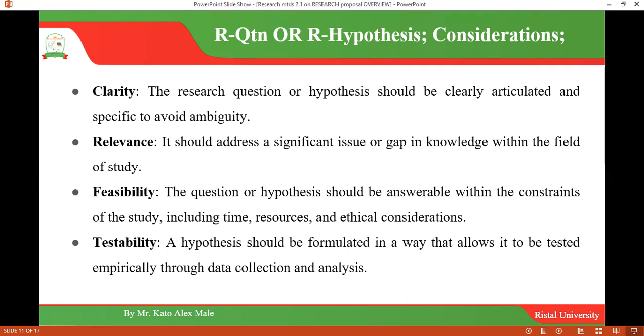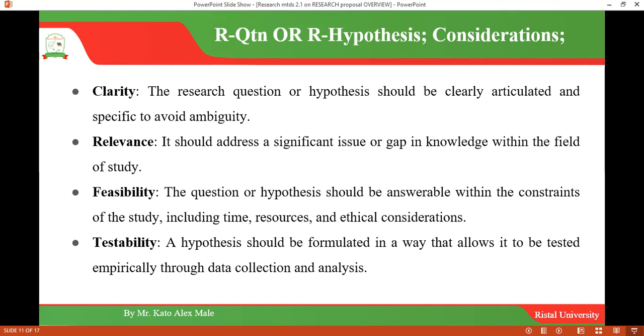Then relevancy. It should address a significant issue or gap in knowledge within the field of study. I think that one's also clear. It must be relevant. Then feasibility. Is it applicable? Shall we be able to perform and achieve, to answer such a research question? Shall we be able to differentiate between the two hypotheses, the null and then the alternative hypothesis? These all come from feasibility of the study.